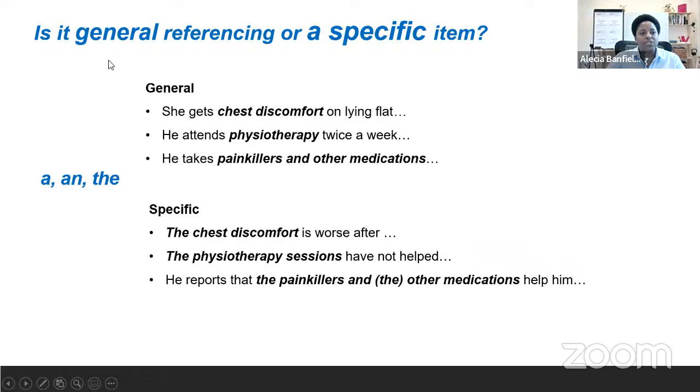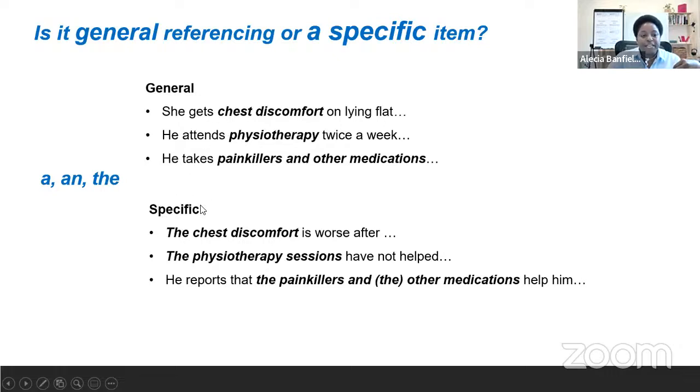So you can think about it as countable or not countable. Or you can also ask yourself, is it a general reference or a specific item? And again, you see what I did there? General referencing, no article. A specific item, article. So generally, she gets chest pain on lying flat. It just generally happens. He attends physiotherapy twice a week. He takes painkillers and other medications. So with general referencing, notice no article.